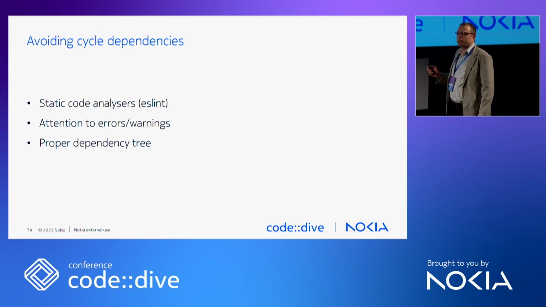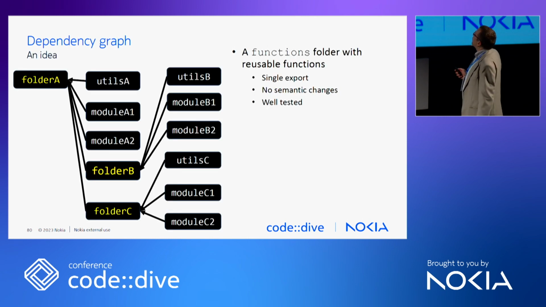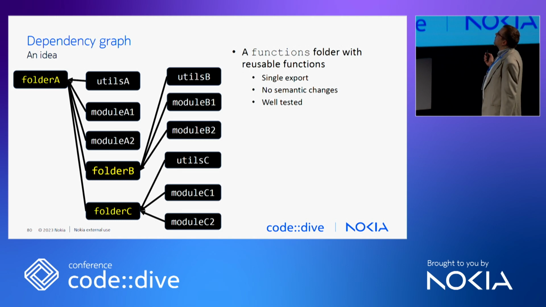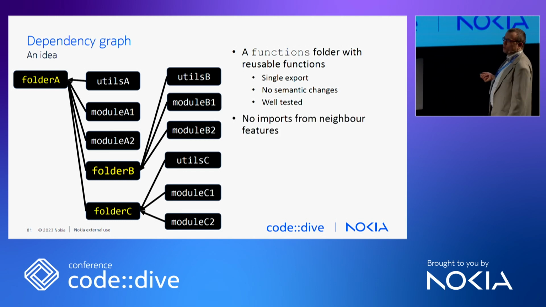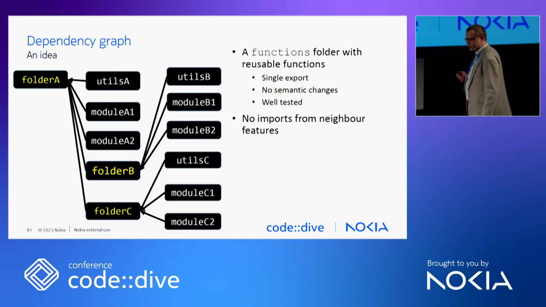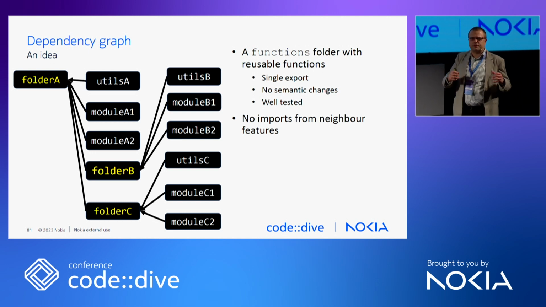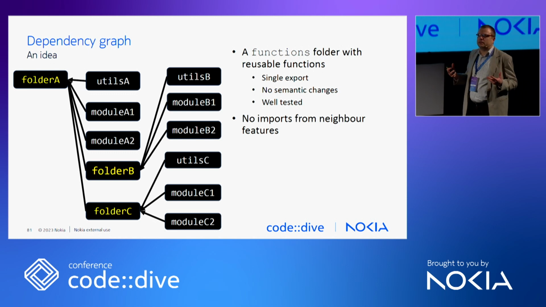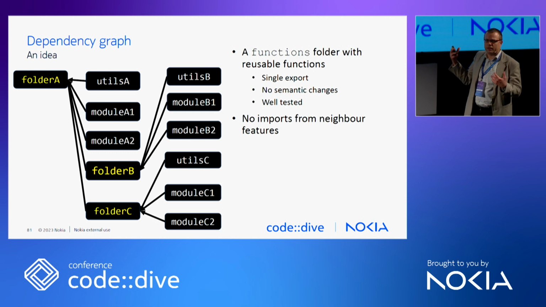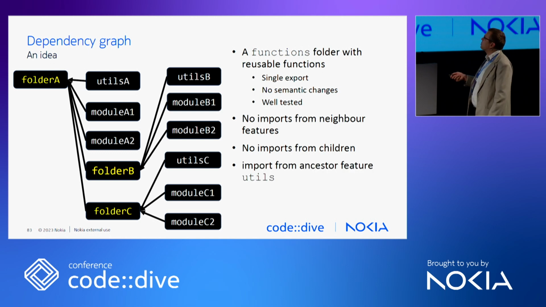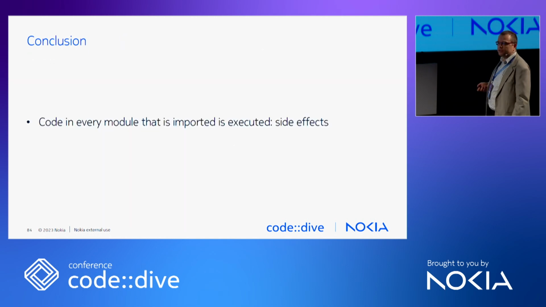So for our team, a proper dependency structure works. I already told you about the functions folder with its rules. So single export, no semantic changes, well tested, and there is some other rule I already told you about. Don't import anything from neighbor features. And I don't mean neighbor folders, but neighbor features. So this is a dependency of features. If two features may be independently deployed, then they are independent. And when you have to make one feature and then another, they depend on each other. And you shouldn't import anything from children in this structure here. This is what works for us, at least.